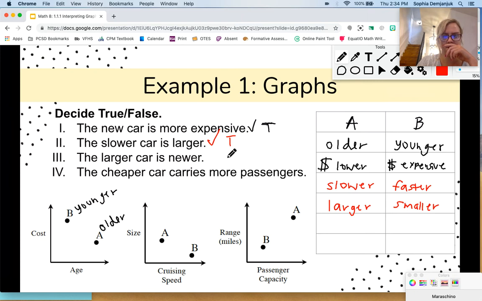The larger car is newer. The larger car was A and A is the older car. So no, the newer car B is smaller. We cannot say that's true.